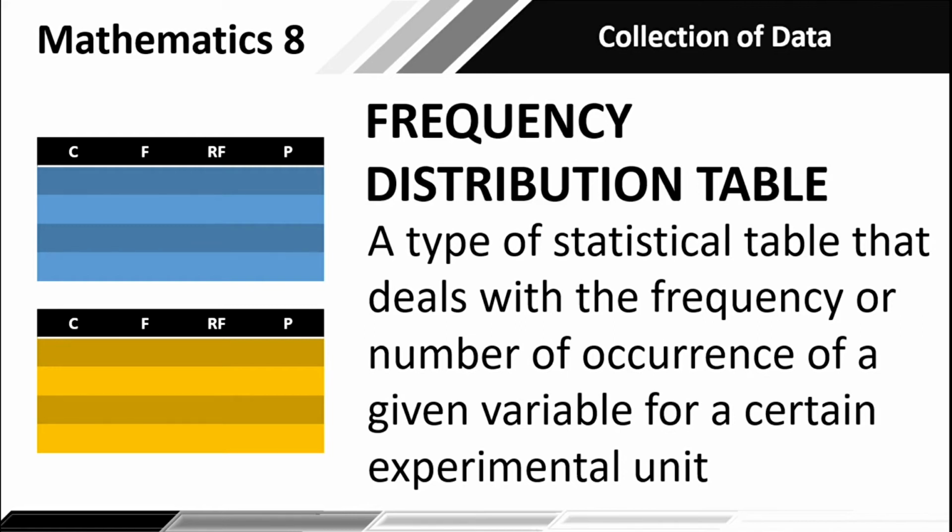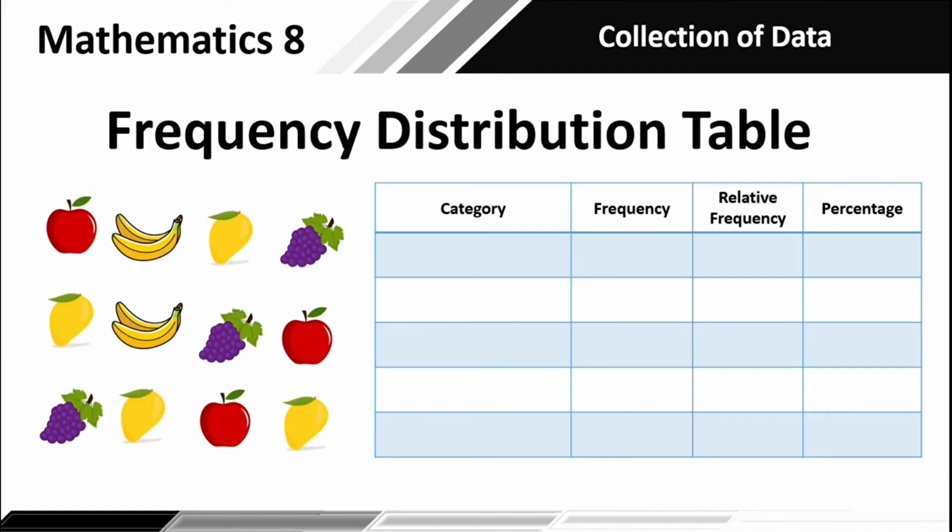The most important concept here is the frequency distribution table. This table is a statistical table that deals with the frequency or number of occurrences of a given variable for a certain experimental unit. To fully understand how to construct a frequency distribution table, let's create one. On the left side of the screen, we have the ungrouped data of fruits. Now, let's create a frequency distribution table.